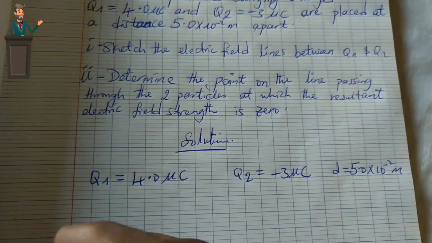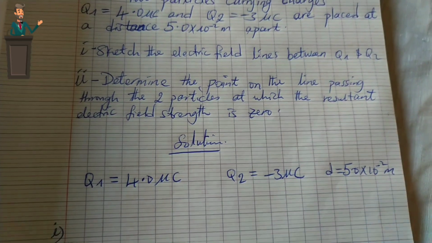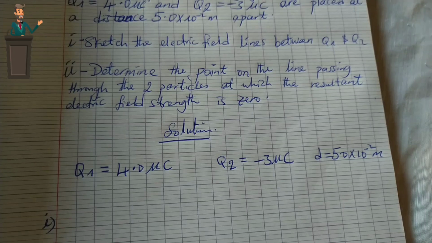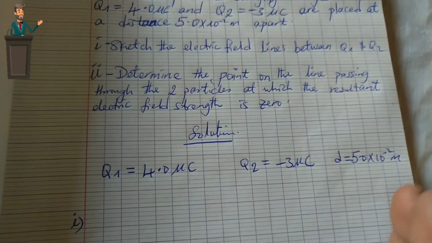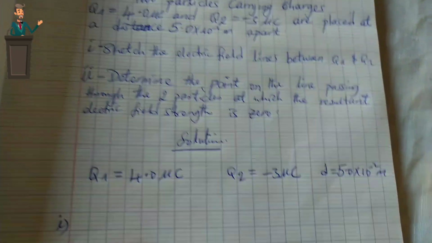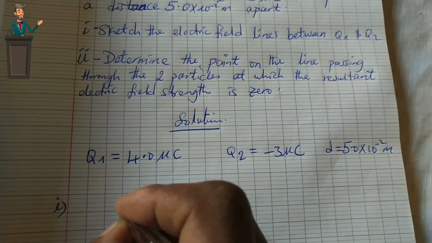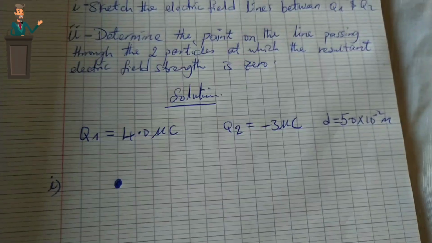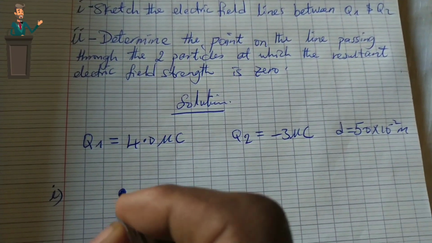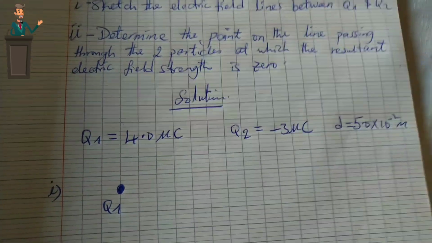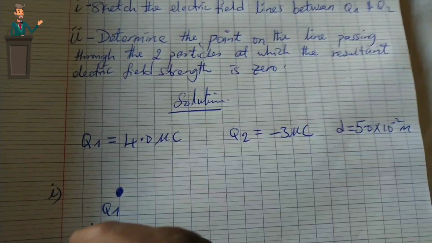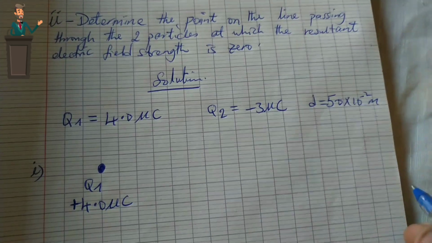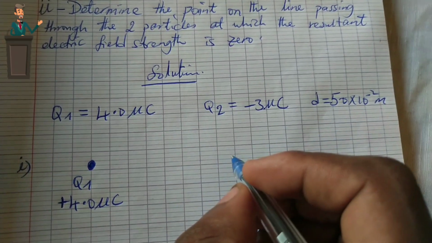apart. Roman 1 says sketch the electric field lines between Q1 and Q2. So I am going to first draw the diagram. I'm going to have the first charge here. I'm going to represent it as a point charge, Q1, which is positive. It's positive 4.0 microcoulombs. And let me represent the second point charge here.